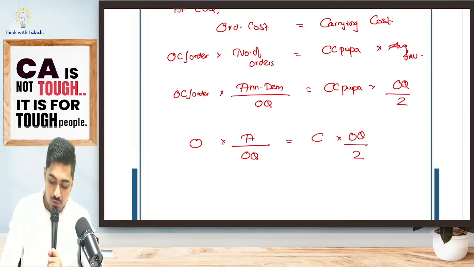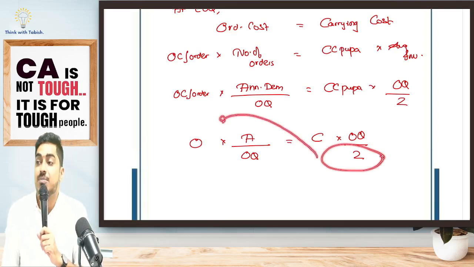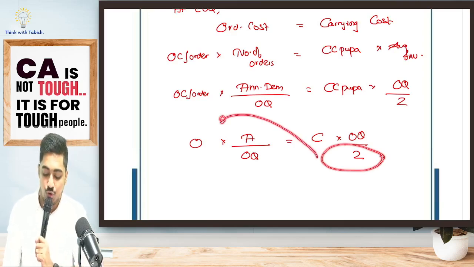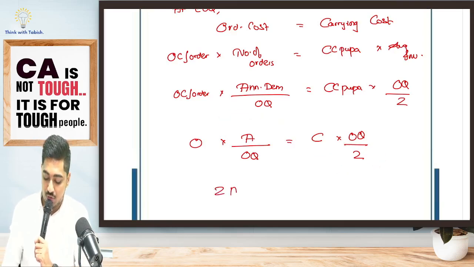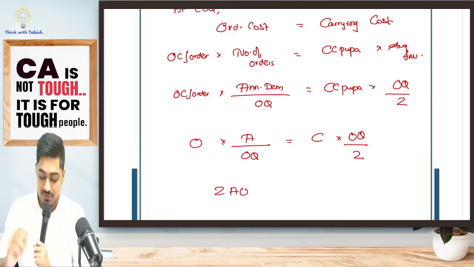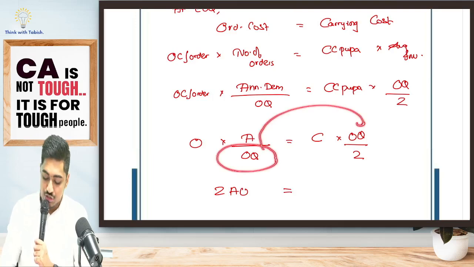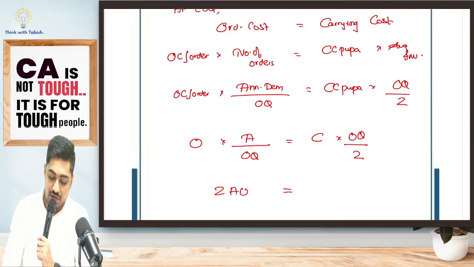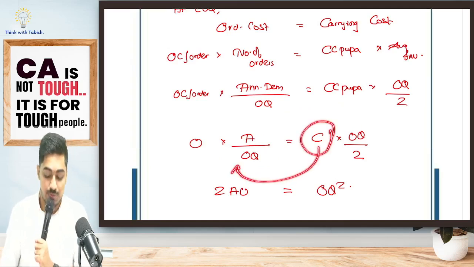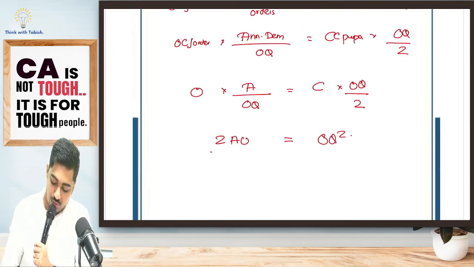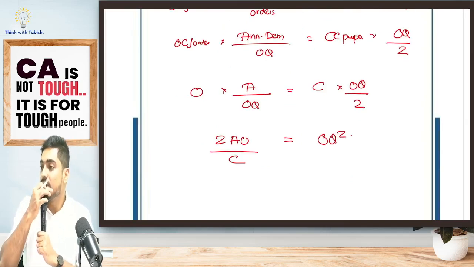Simple. Look at this. 2 here is in division. I will take it to the other side. It will become multiplication. So 2 into O into A, or 2 into A into O. Perfect. Ordering quantity here is in the division. If I take it here, it will be multiplication. So ordering quantity into ordering quantity becomes ordering quantity square. Here, into C is there now. I will bring it here. It becomes 2AO divided by C. It is ordering quantity square.